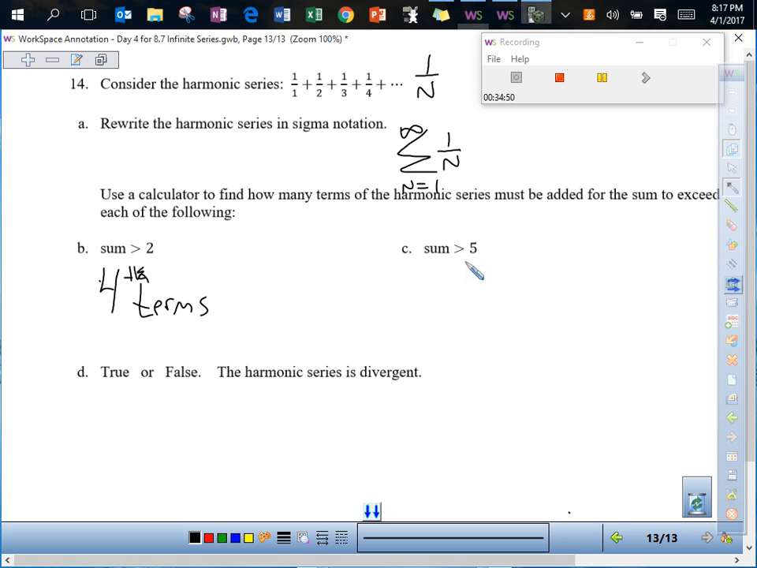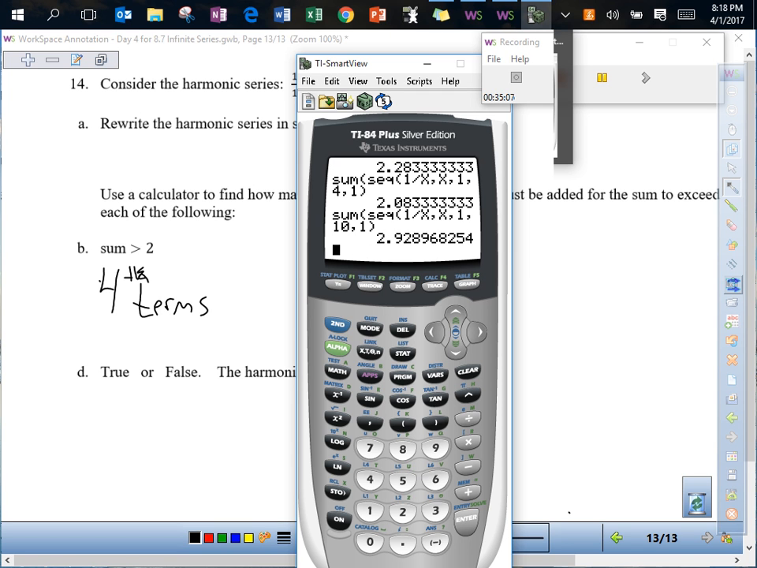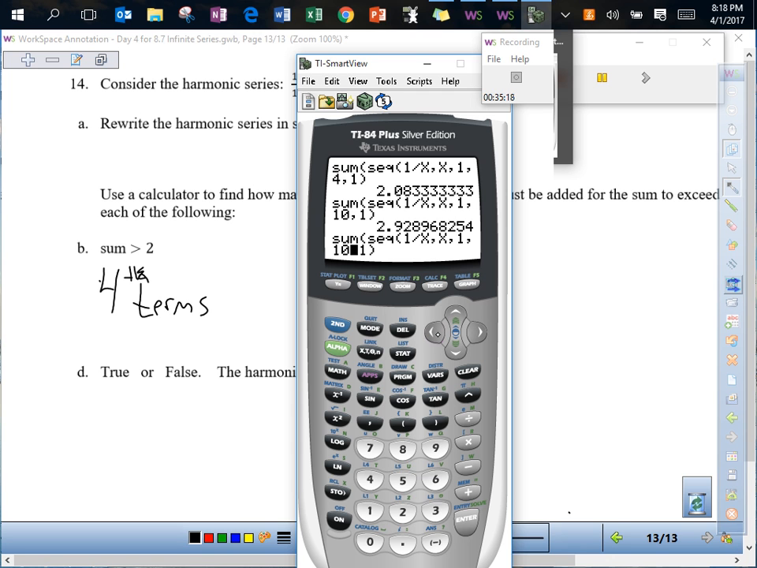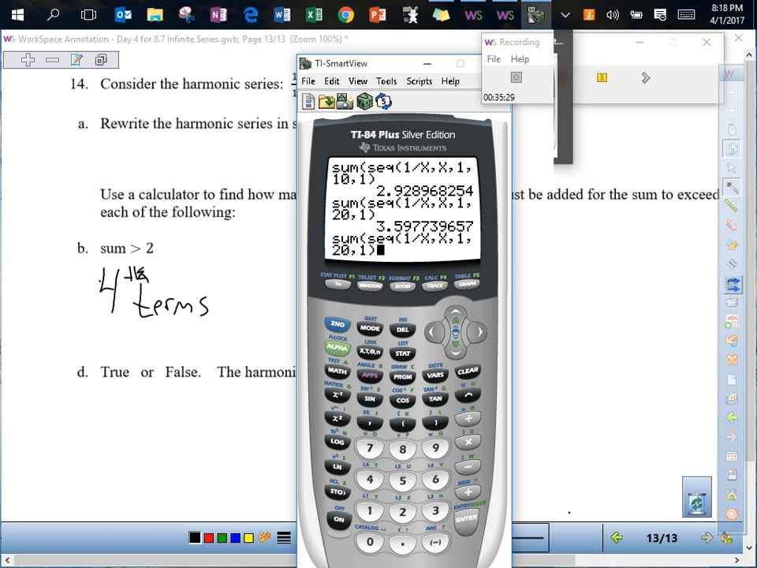To get a sum greater than 5, get your calculator again. Go second entry, and let's change this to maybe 10. I'm going to go 10, comma, 1, close that back off, enter, and I'm at 2.92. Remember, on this one we are trying to beat 5. So second entry, let's change that 10 to a 20. It's a little bit of trial and error. It looks like I'm at 3. Let's really bump it up: second entry, and let's go 50.